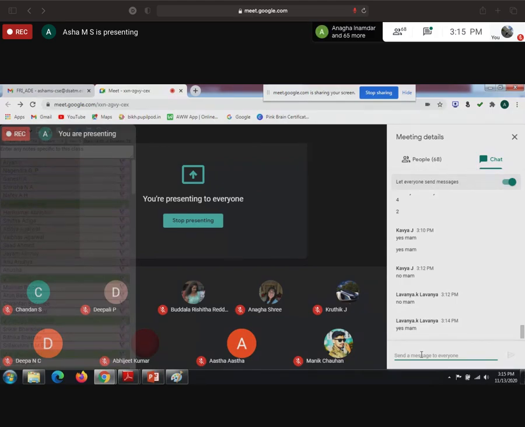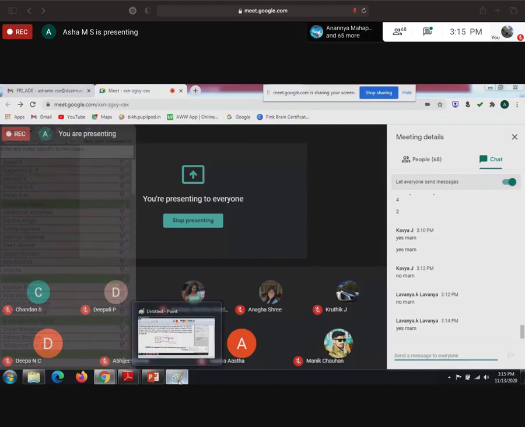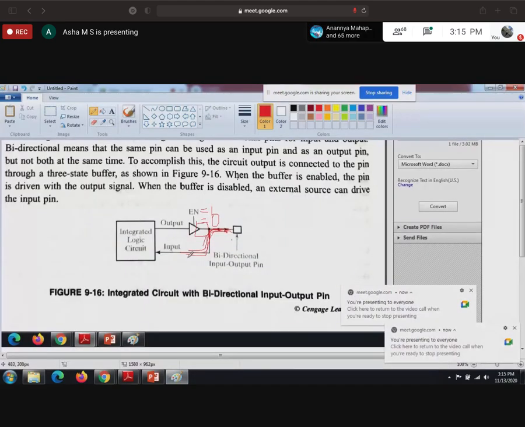When the enable input is disabled, the input should take the value from the outside devices. It should take the input from the outside devices when enable equals 0. This is how bidirectional pins will work. Means in these cases also we can use the buffer. So these are the applications of buffers.